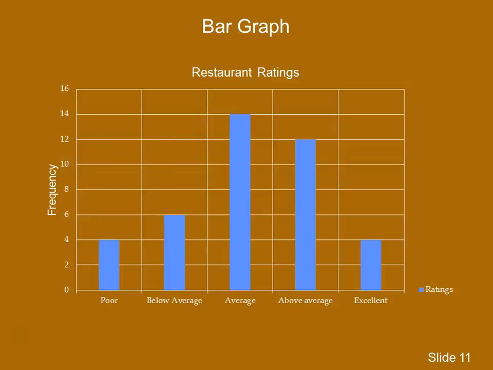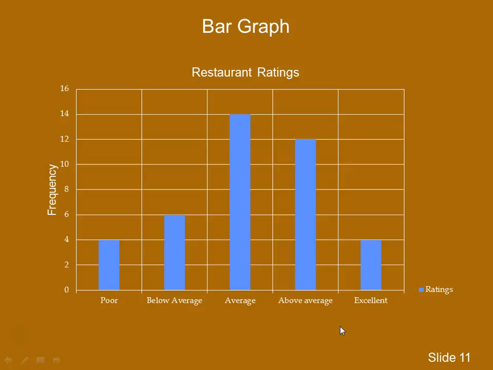Here's a frequency bar graph for the restaurant ratings that we were just looking at. We had 4 ratings of poor, 6 ratings of below average, 14 ratings of average, 12 ratings of above average, and 4 of excellent.